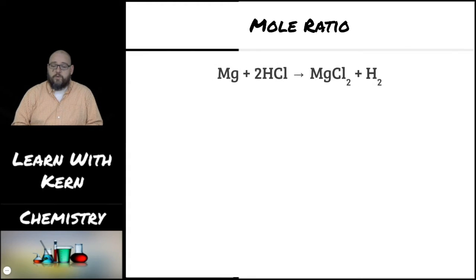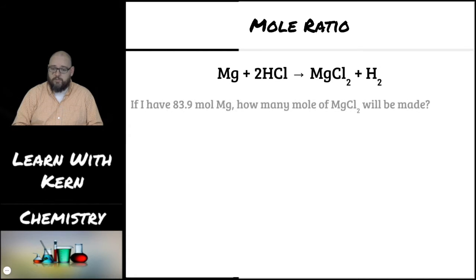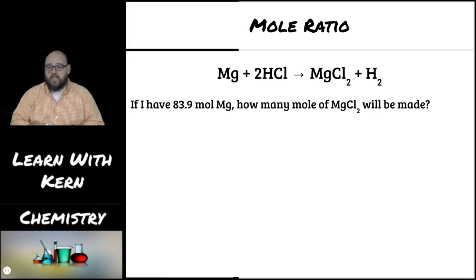So let's look at our first example. We have Mg + 2HCl yields MgCl2 + H2. This is our chemical equation. Now you'll notice that since there is a coefficient in front of the HCl, that tells me that this is already a balanced chemical equation. So I'm going to move on because step one is to make sure we have a balanced chemical equation. So if I have 83.9 moles of magnesium, how many moles of magnesium chloride will be made?